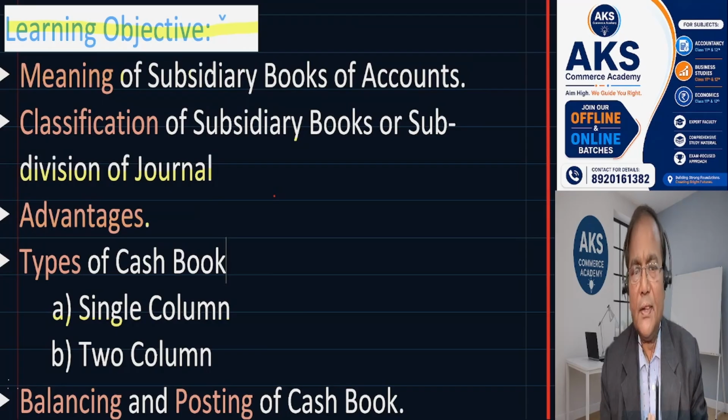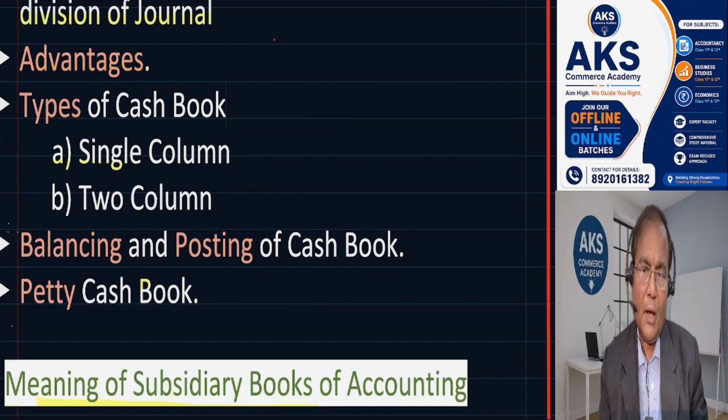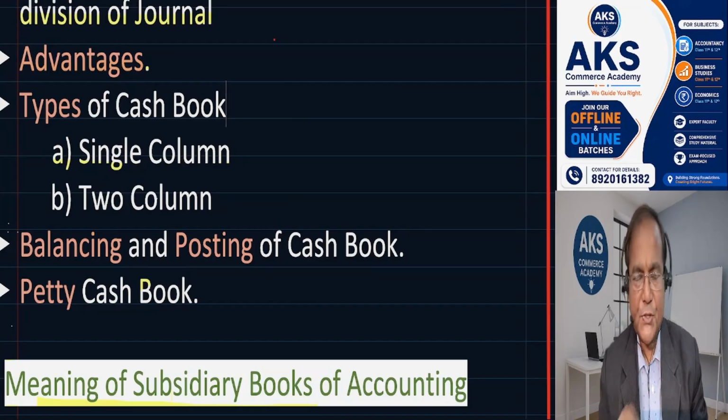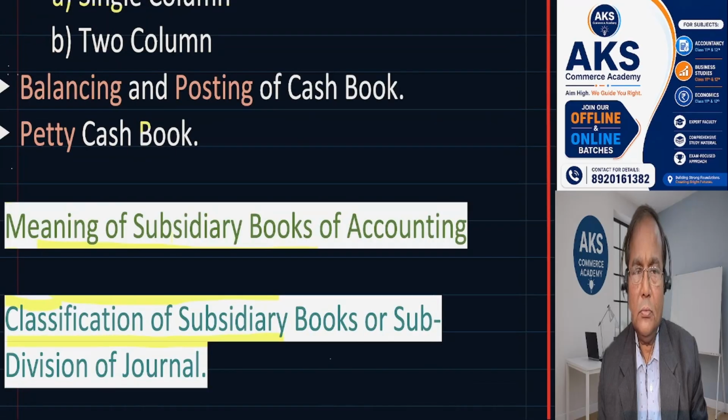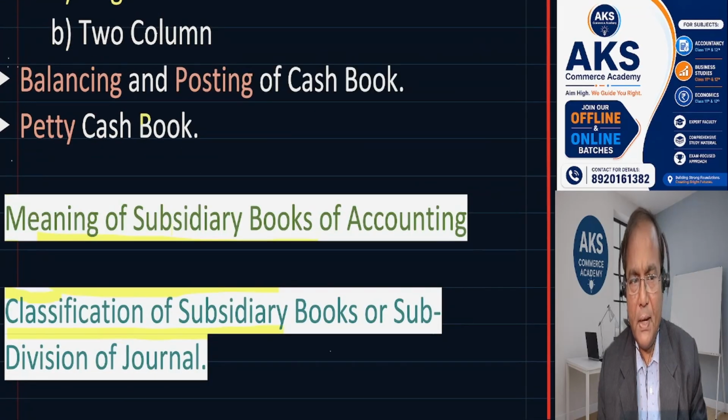We will also learn the advantages of following this practice, the type of cash book, which is single column, two column cash book, then balancing and posting of cash book, how it is done, then petty cash book, which is related to cash book, a little more extension for keeping the small, tiny expenses to be put up in petty cash. These are the points which we are going to study today. So I'll take you to the meaning now.